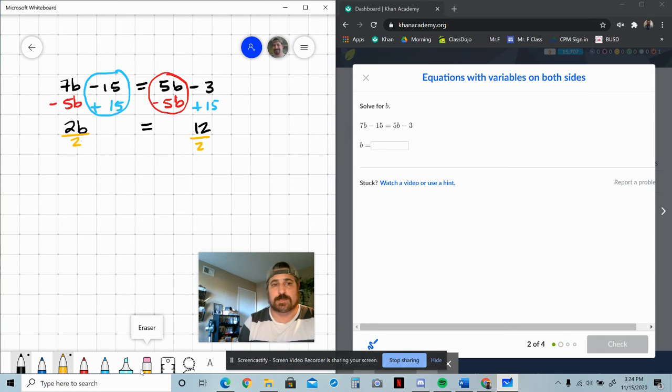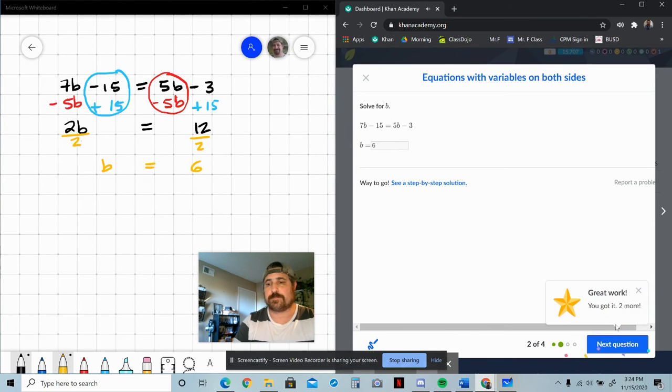And 2 divided by 2 is 1, so this is 1b now is equal to what? Well, what's 12 divided by 2? 6. So b is equal to 6, that's your answer. B is equal to 6.